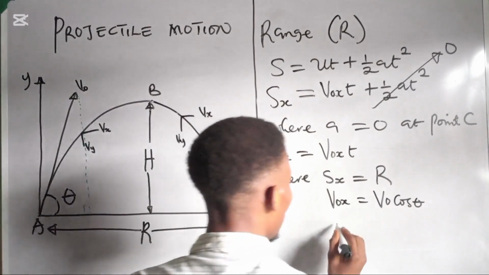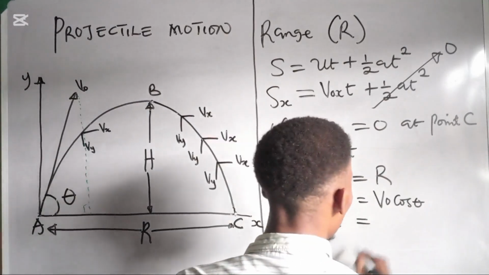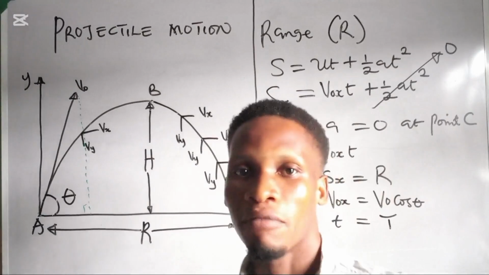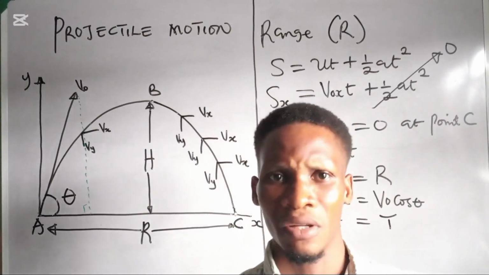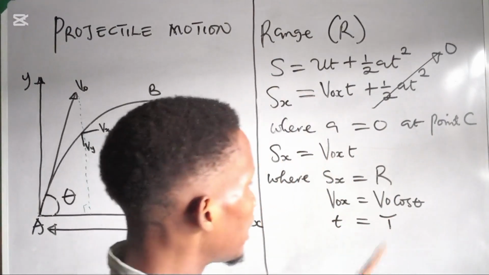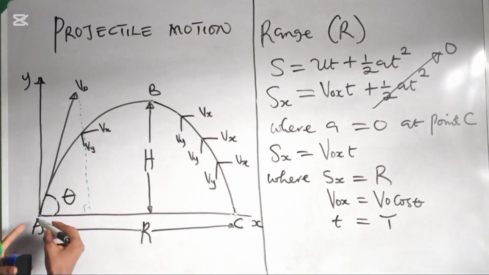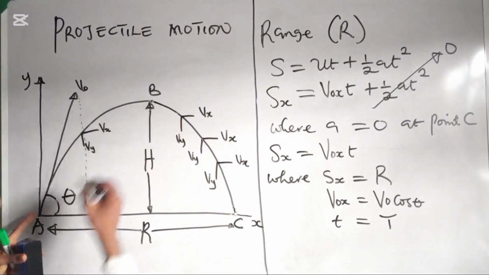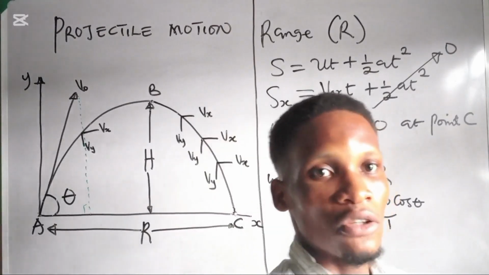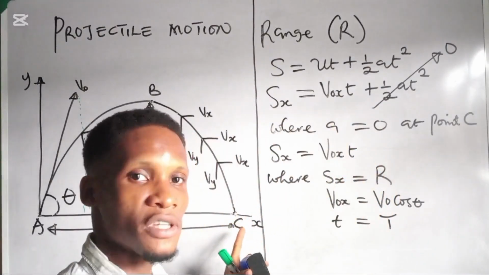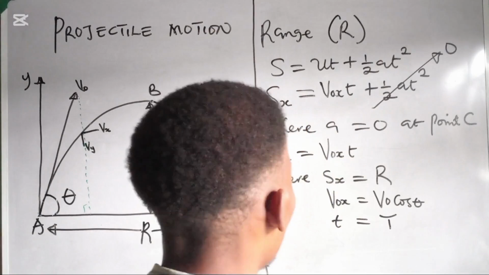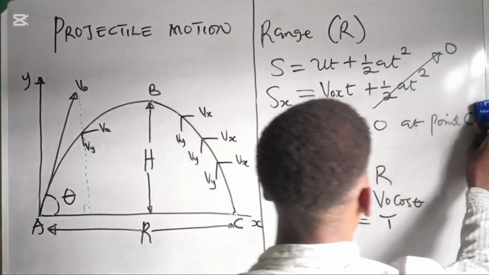Then t, being the time of flight, is going to give us capital T, which is the total time of flight. I don't know if you understand what I'm saying. Why are we saying that the T here is capital T? It's because we do not just consider from point A to point B, but we consider from point A to point C, meaning the total time that was covered in order to attain point C. So that's why T becomes total time of flight.